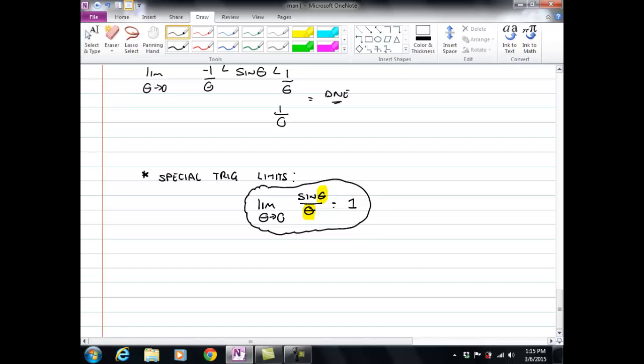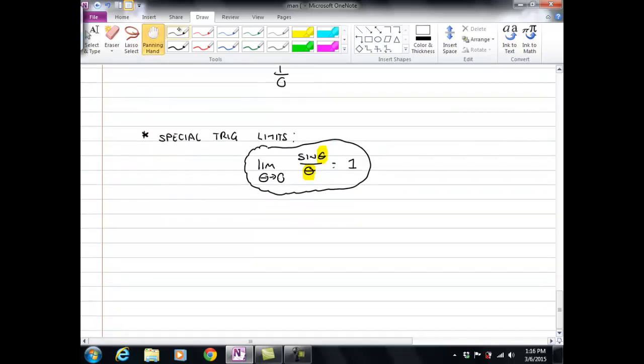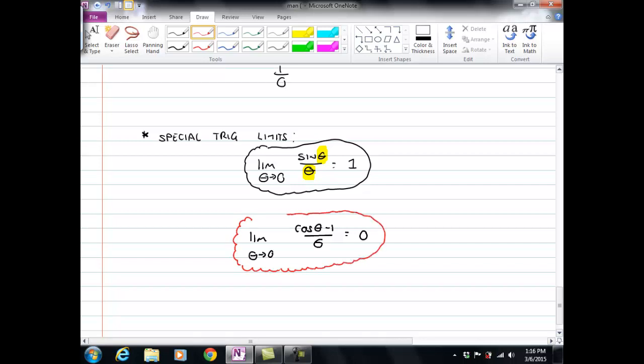The second one is a bit more challenging. The limit as theta approaches 0 of cos theta minus 1 over theta. If I just sub in 0, you would get 0 over 0. But in this case, your limit is going to be 0. To prove this, there's an actual proof that you won't learn until the end of June. It's called L'Hopital's rule. But for now, I can't teach you L'Hopital's rule. You're not ready for it yet. We're just going to keep it simple.